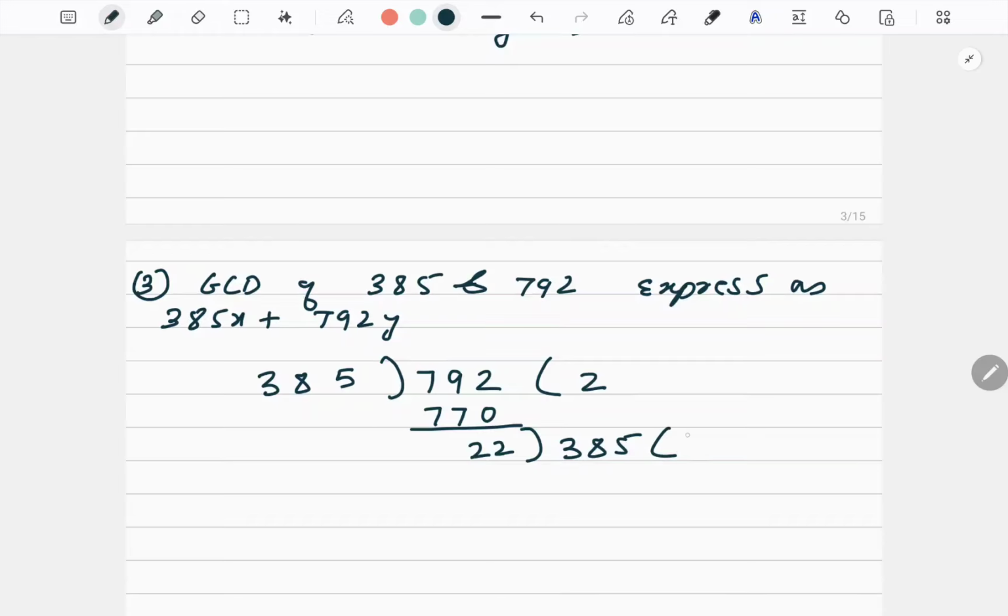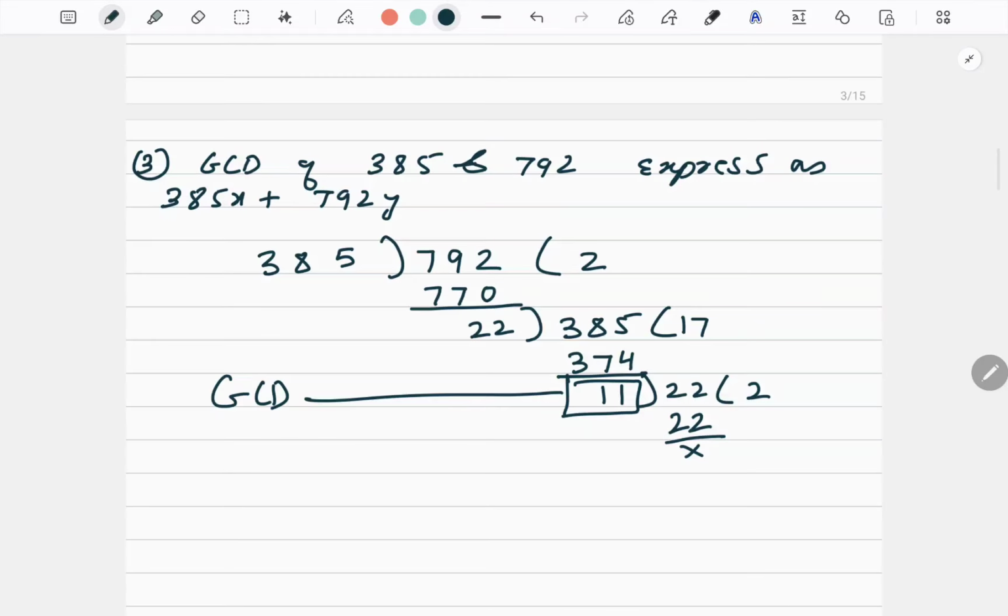Now 22 into 17 if you do, you can use a calculator for this purpose. If you do 385 divided by 22, you will get 17 point something. So you should understand that 17 will come here. So these are the smart tricks to handle the question. 374. Right. So remainder will be 11. Now 22. So we know that 11 twos are 22. So this is done. The moment I got 0, this becomes my GCD.